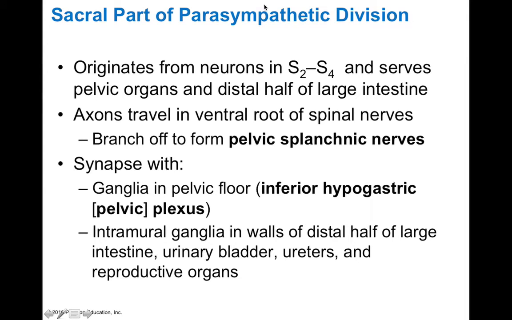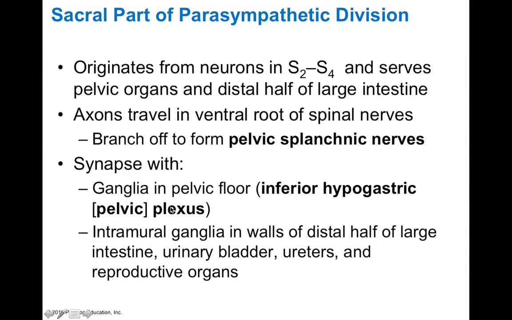Now, the sacral division of your parasympathetic nervous system originates from neurons in the S2 to S4 spinal nerves. And these serve the pelvic organs because the vagus nerve doesn't go that far. So the vagus nerve stops at the abdominal cavity, but pelvic organs, think urinary bladder and reproductive organs, as well as the rectum, are innervated by the sacral spinal nerves that carry some parasympathetic information. These axons travel in the ventral root of the spinal cord, and they branch off to form the pelvic splanchnic nerves. Now, they synapse with ganglia in the pelvic floor. We call these a hypogastric or pelvic plexus.